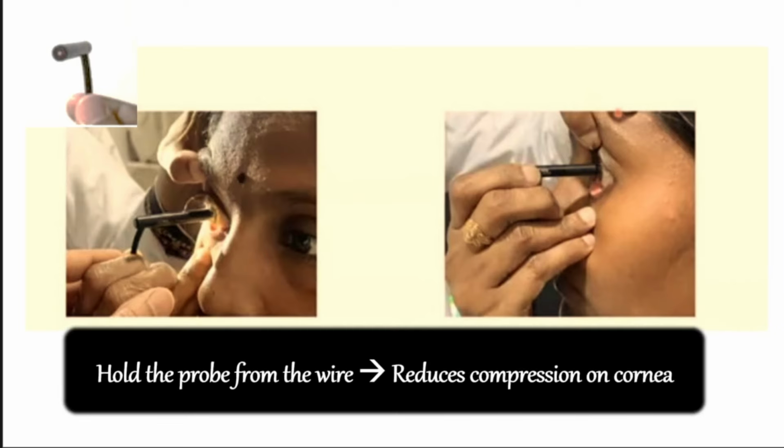When carrying out the contact biometry, make sure that you hold the probe from the wire. This actually reduces the compression force on the cornea. If you directly hold the probe from the end of the probe, there are more chances that you might actually compress the cornea.